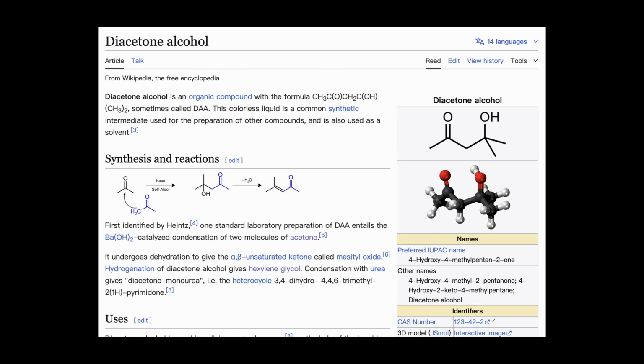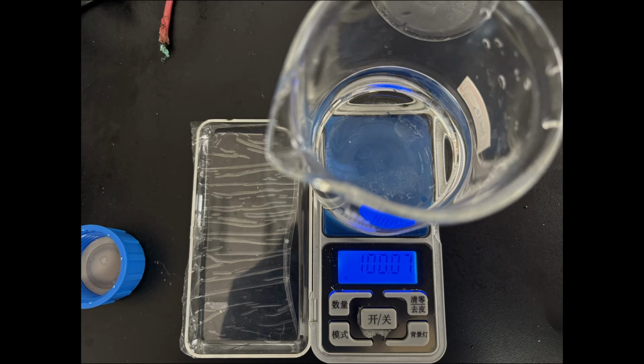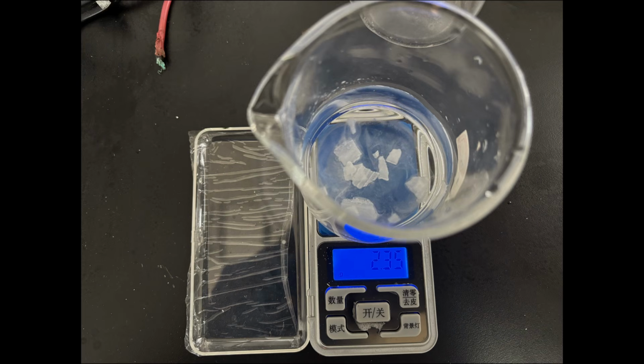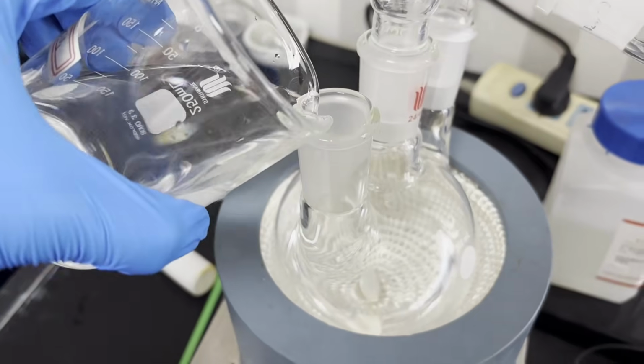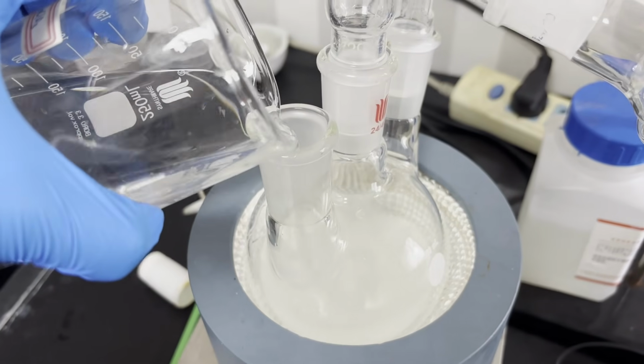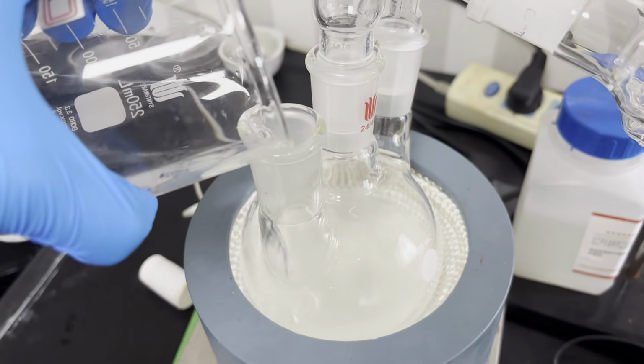The setup and the reagents of the reaction are extremely simple. I weigh out 100 grams of diacetone alcohol and pour it into a flask. Next, I weigh 2.5 grams of sodium hydroxide, dissolve it in 100 ml of water, and pour it into a flask as well. And that's it. As you can see, the diacetone alcohol has limited solubility in water, making the mixture cloudy.